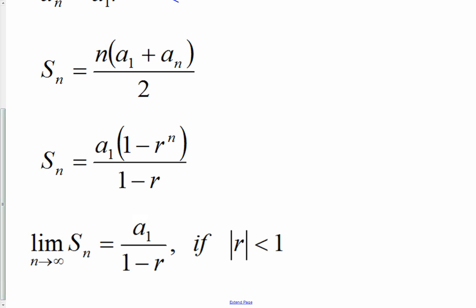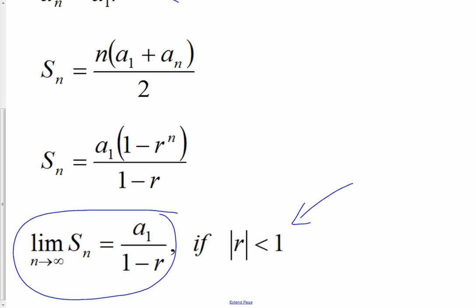If I look over on my formula sheet, I have the formula for an infinite sum. It involves the limit as n approaches infinity of s sub n. That just means s sub infinity, right? The sum of an infinite number of terms. And then over here on the right, I have the first term divided by 1 minus the common ratio.